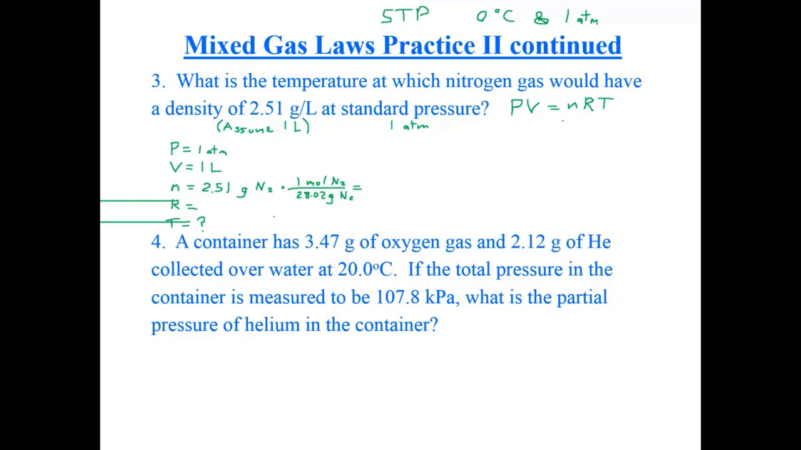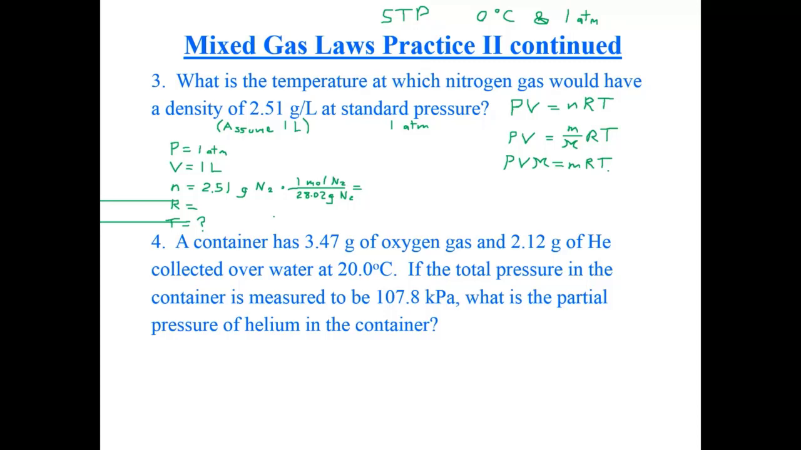Now the other option here is to actually solve for the density itself. And it turns out that moles is just the grams divided by the molar mass, right? So I can actually rewrite this equation as PV is equal to the mass divided by the molar mass, times RT. And that gives me PV times the molar mass is equal to the mass of the gas times RT.